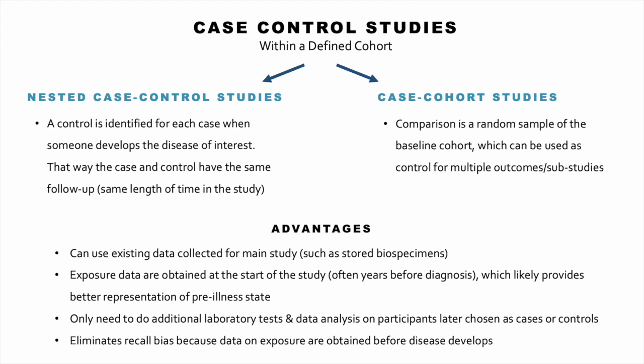For a case cohort study, you take a random sample of the baseline cohort and you can use that as a control for multiple different outcomes or sub-studies. A big advantage of case control studies within a defined cohort is it's a lot less expensive. You can use existing data, such as stored biospecimens.